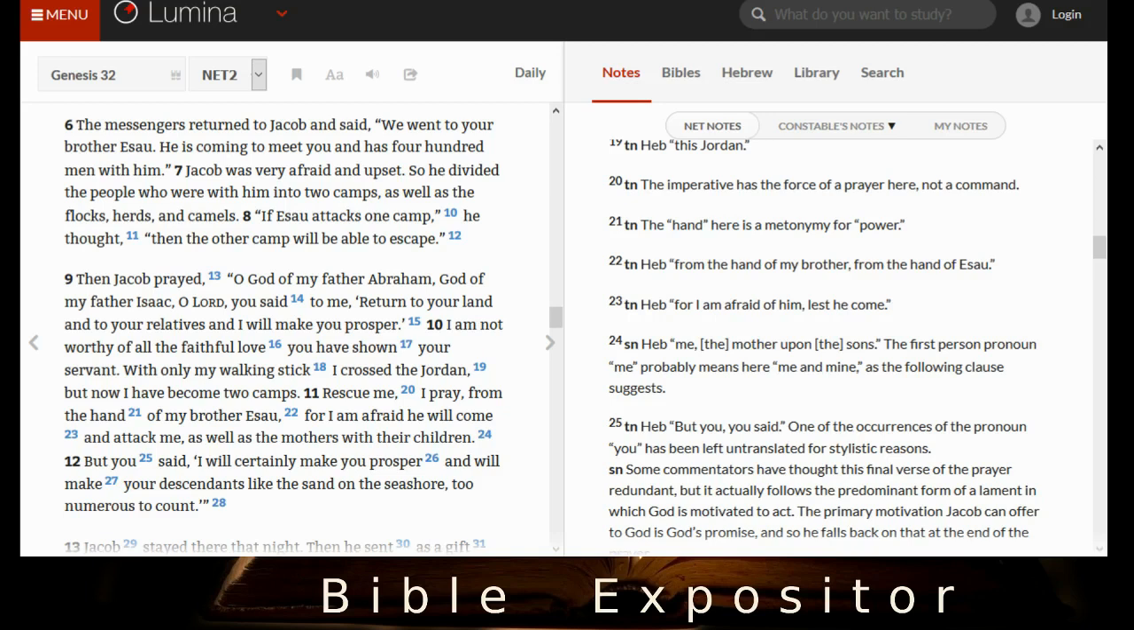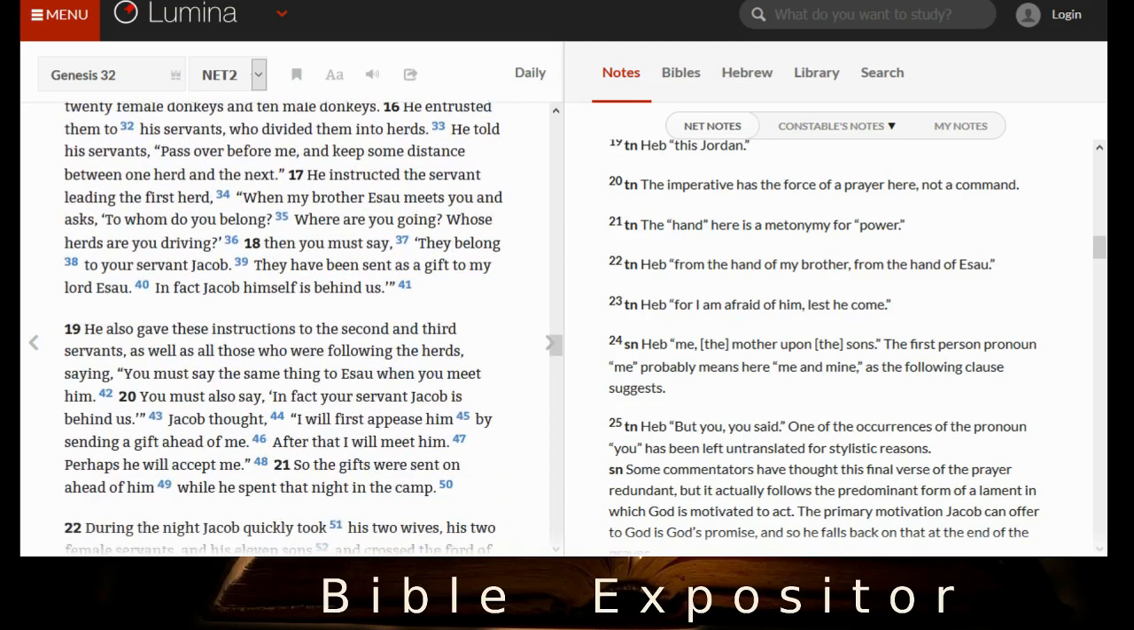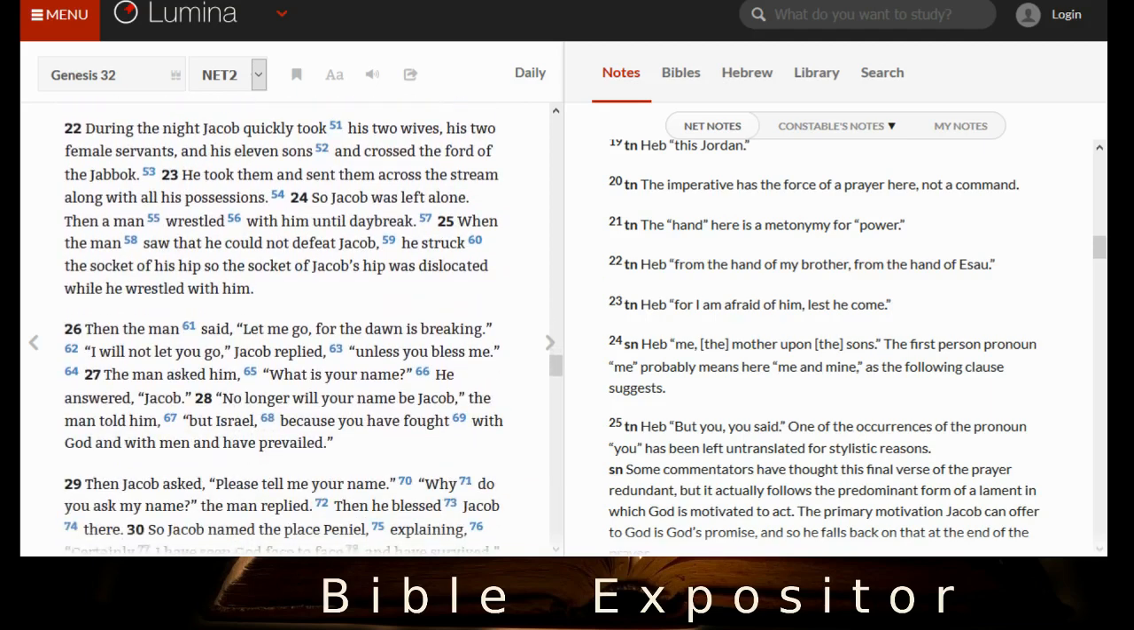In the meantime, while they're off doing that, he sends his family and possessions to another place so he would face his brother alone, so his family might have a chance to escape. But then let's go down to verse 24.